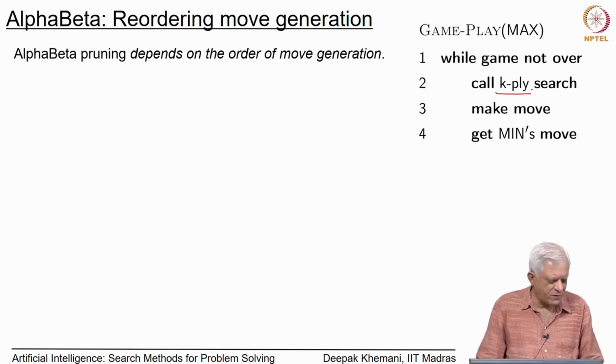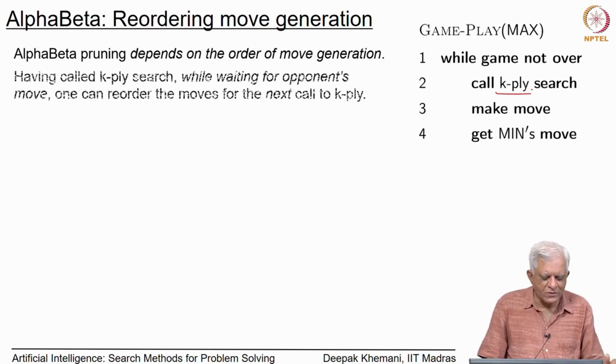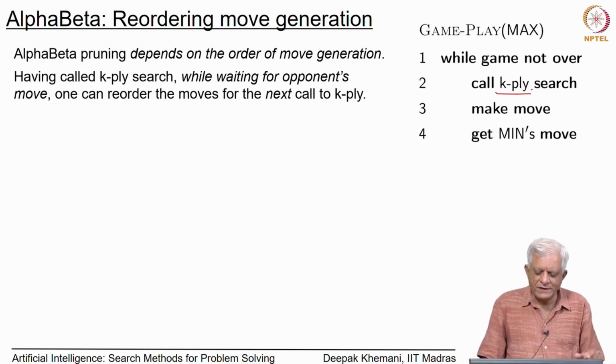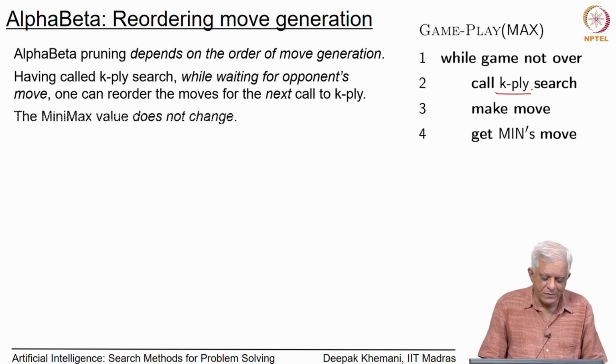So, if you have identified what are the best moves, and you would have done this during your k-ply search, then you could do the following: having called k-ply search, while waiting for the opponent's move, one can reorder the moves for the next call to k-ply, because again you are going to call k-ply again. Remember that this game playing cycle goes into loops. You call k-ply, you make a move, you wait for the opponent's move, and during this waiting time you can do this little bit of extra work of reordering the moves, so that next time your algorithm would perform faster.